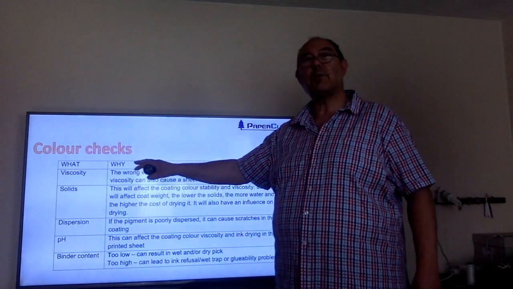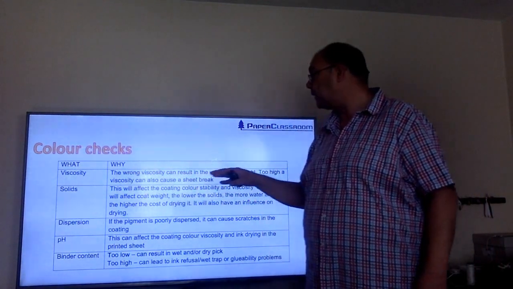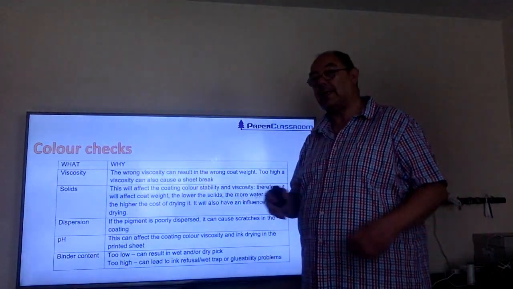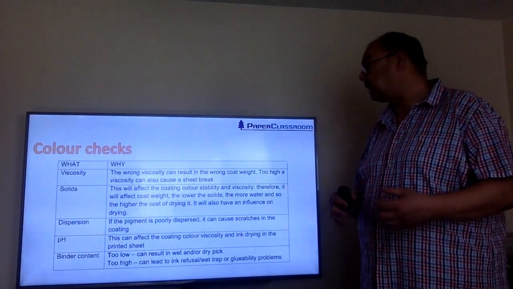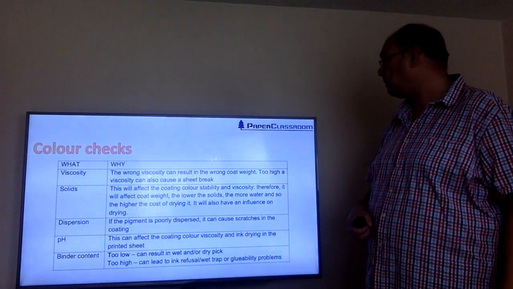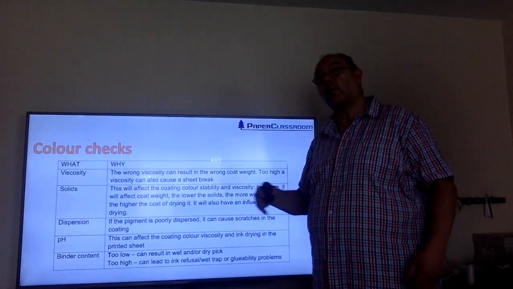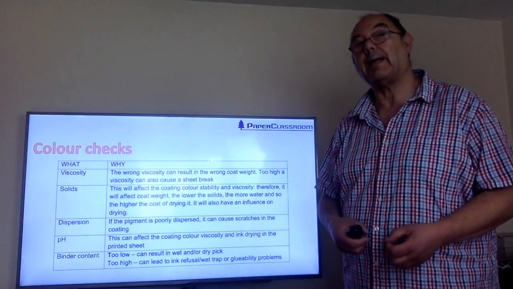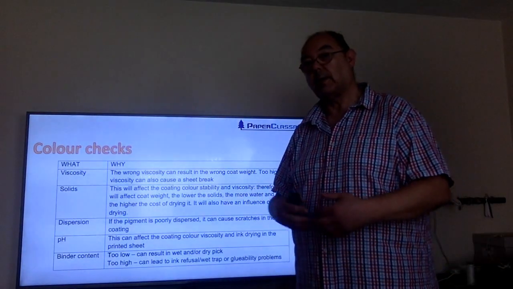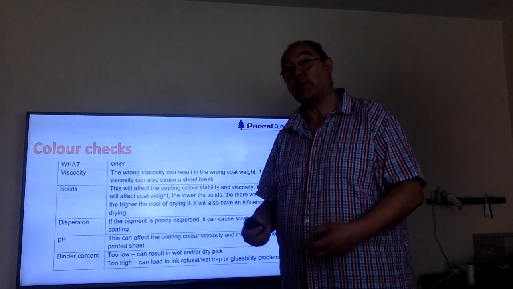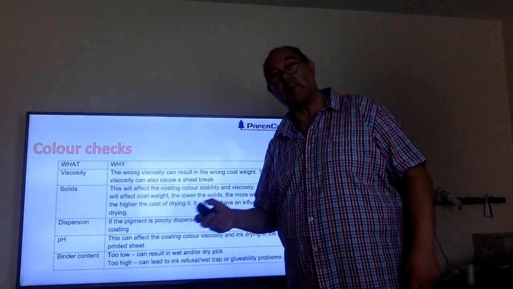Then you need to be aware of the solids content. The solids content will dictate the stability of the coating, it will dictate the viscosity of the coating, and everyone wants as high solids as we possibly can, because the higher the solids, the less moisture or the less water, and therefore the cheaper it's going to be to dry.